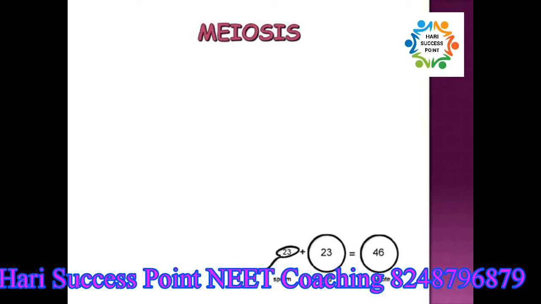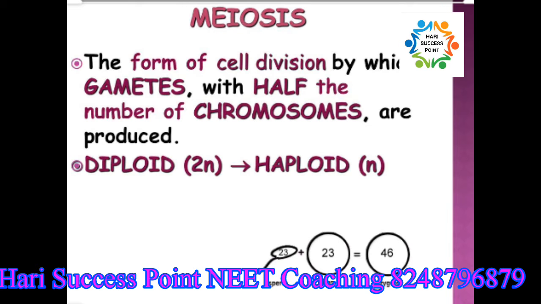In last day's video, we studied about mitosis, which occurs in somatic cells, and today we will discuss the reduction division or meiosis, which occurs in germinal cells. Meiosis is a specialized type of cell division occurring in the diploid reproductive cells of all sexually reproducing organisms.